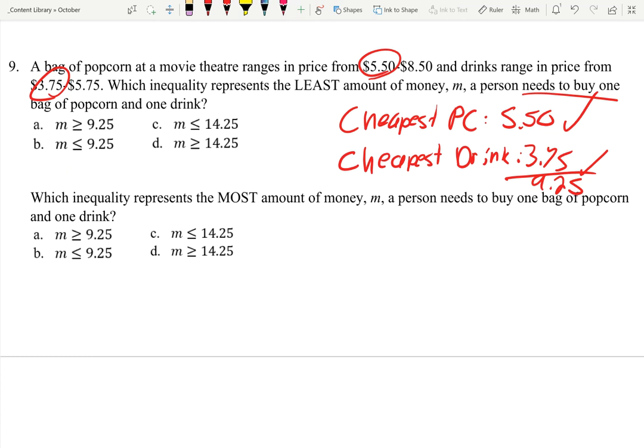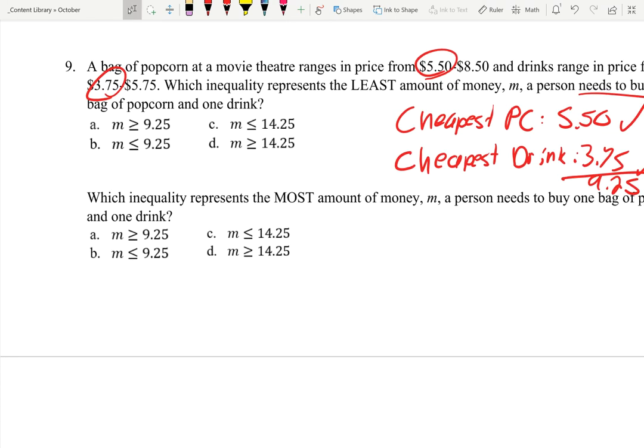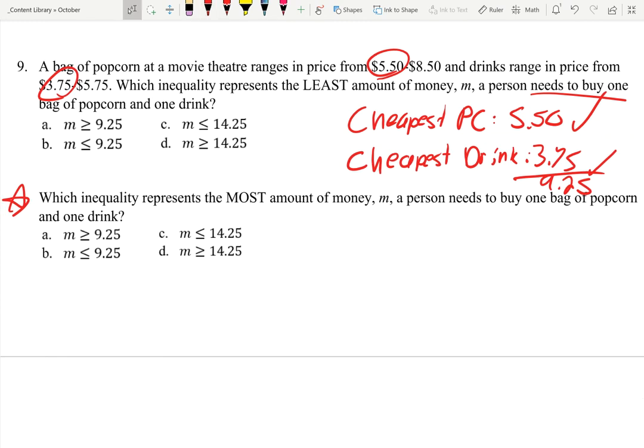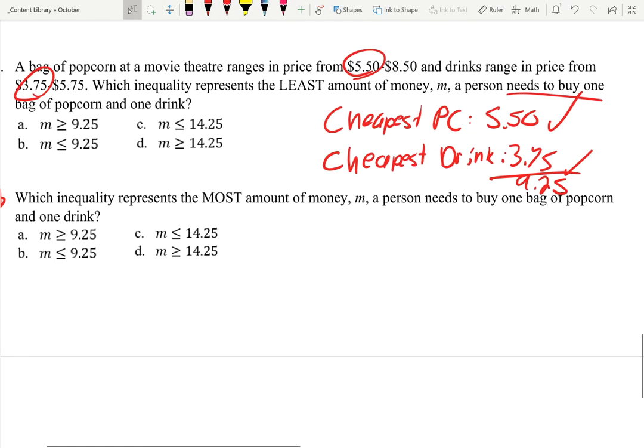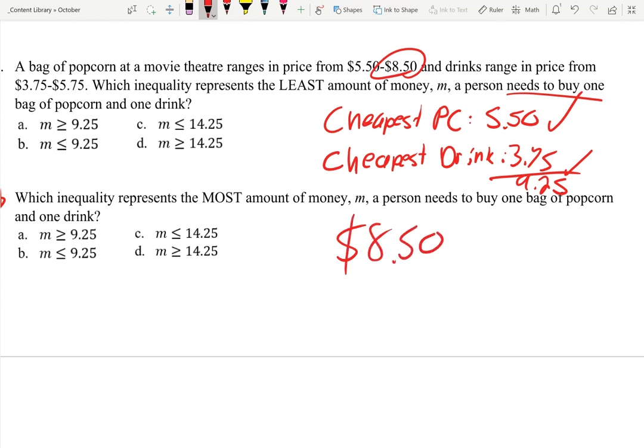Now, the second part of this, it's not really number 10, but I guess you can think of it as the second part. Which inequality represents the most amount of money a person needs to buy? So this is like the most expensive option, so it's kind of the opposite. For the most expensive option, you're choosing the most expensive popcorn, which would be $8.50, and the most expensive drink, which is $5.75. So total that up, and that is $14.25.